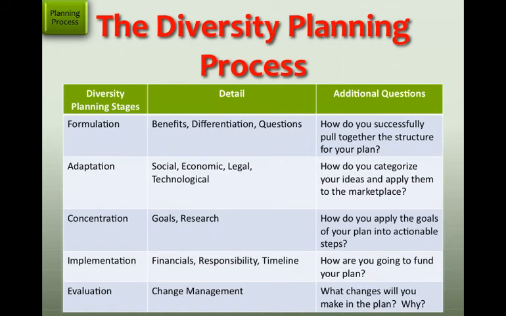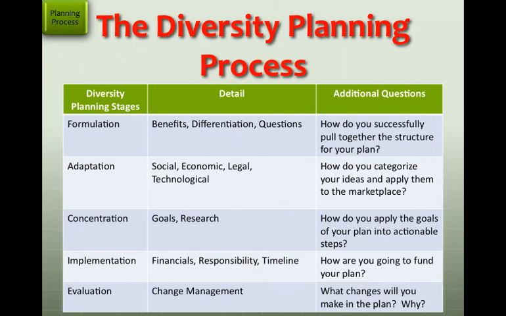So the planning process can go through a number of stages: the formulation stage, adaptation, concentration, implementation, and evaluation. When we look at the formulation stage, we're really looking at the planning process and how the benefits, differentiation, and questions are asked. And so one of the questions you might ask yourself is, how do you successfully pull together the structure for the plan or your diversity plan? Adaptation stage, we're looking at the social, economic, legal, and technological aspects of the planning process. So one of the questions that could be posed here is, how do you categorize your ideas and apply them in the marketplace?